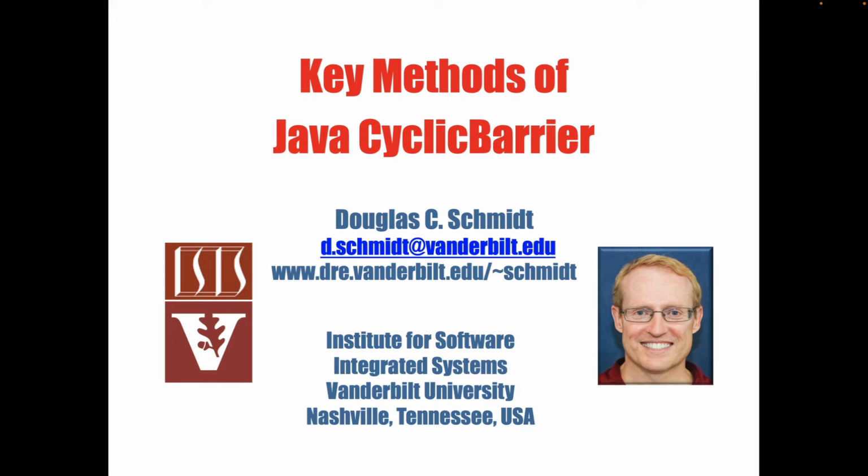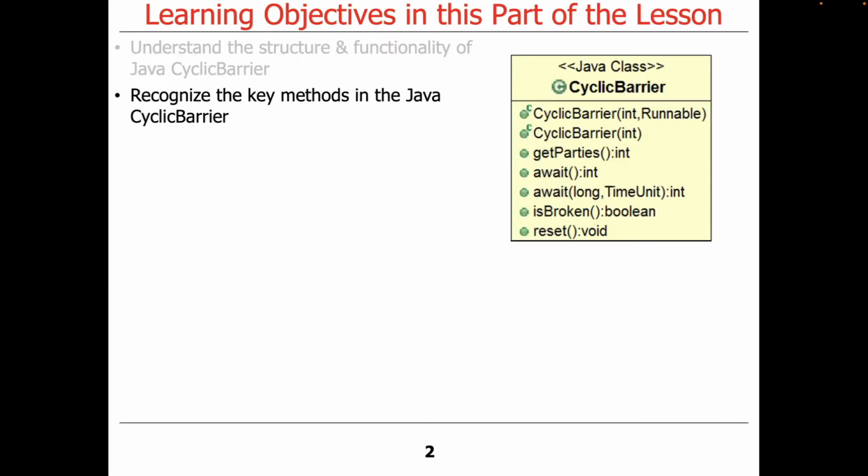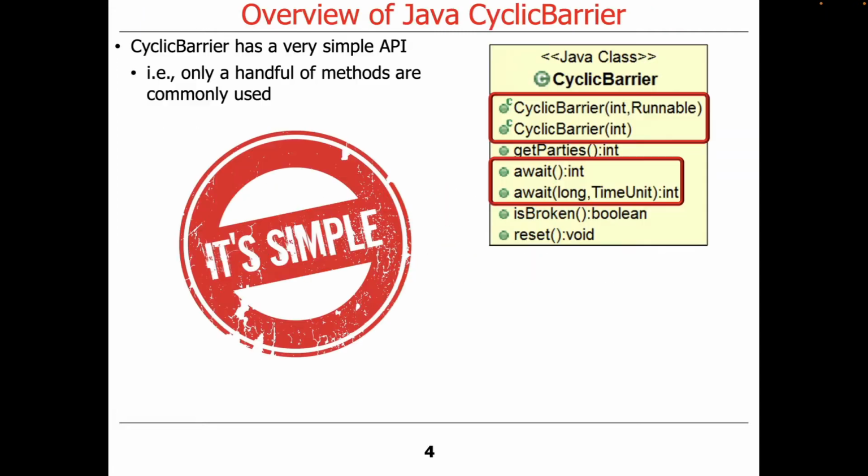So now that we've looked at the structure and functionality of CyclicBarrier, let's start delving into its key methods. And as you'll see, there are not a heck of a lot of them, which is nice because it makes it a fairly straightforward class. There's only really a handful of methods that are commonly used. There are some other ones that can be used under certain circumstances, but by far the most common ones are the constructor or constructors, as well as the await methods.